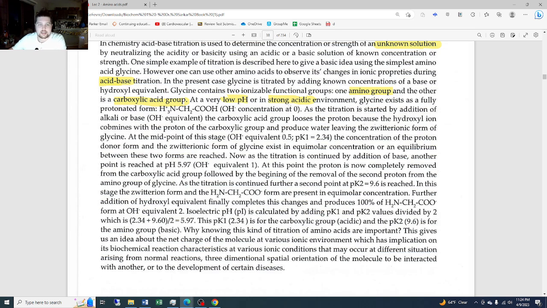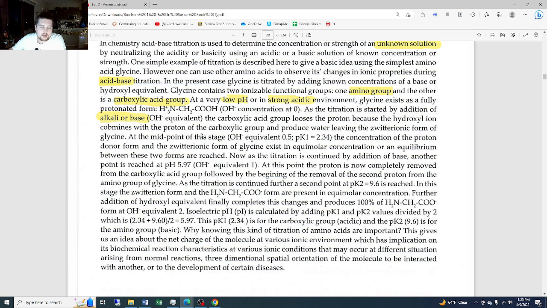Our OH concentration is at 0. As the titration is started by addition of alkali or base, so an alkaline solution is the same thing as a basic solution, saying the exact same thing. The carboxylic acid group loses the protons because the hydroxyl ion combines with the proton of the carboxylic group and produces water, leaving the Zwitterionic form of glycine.